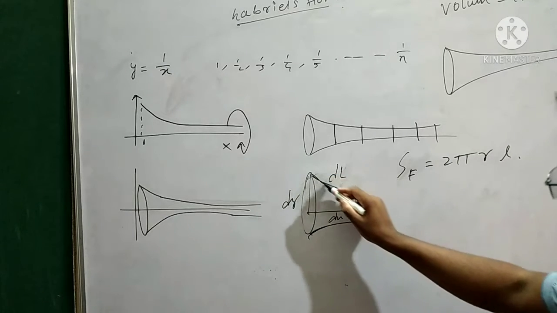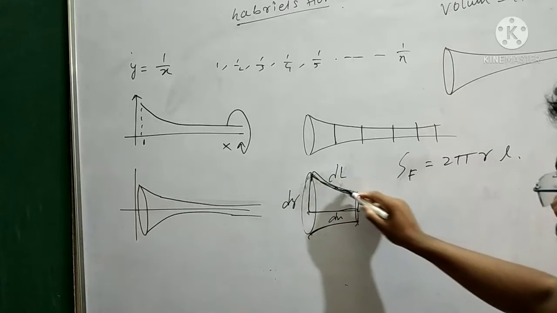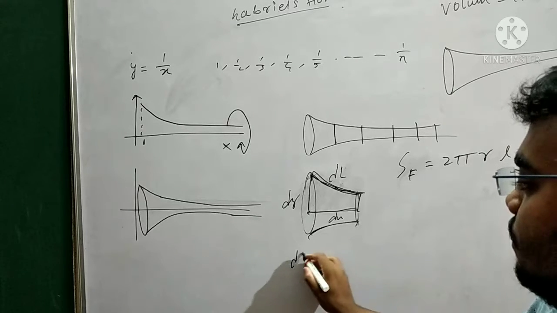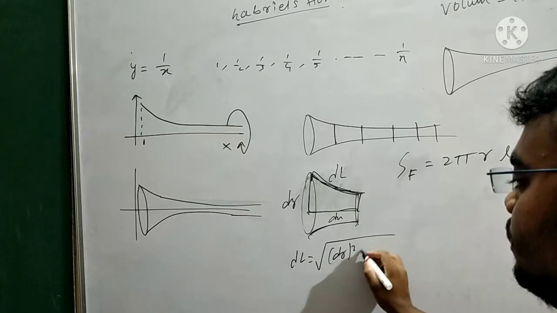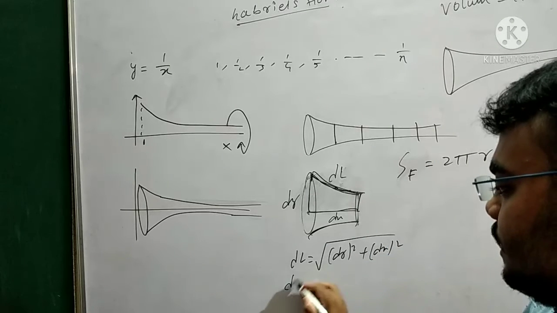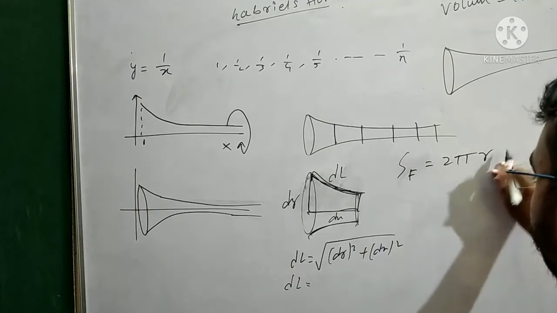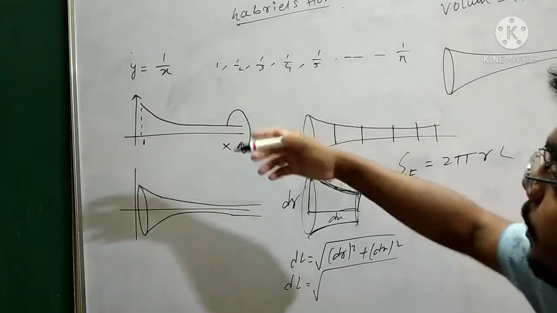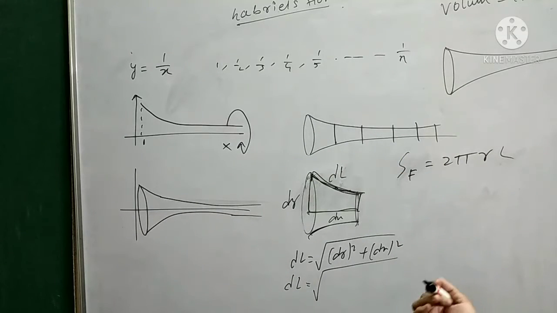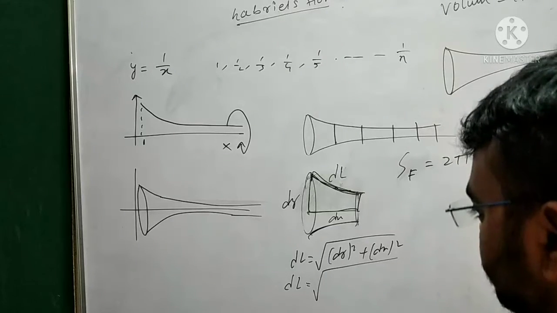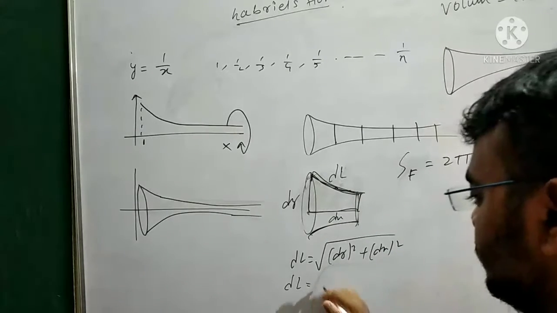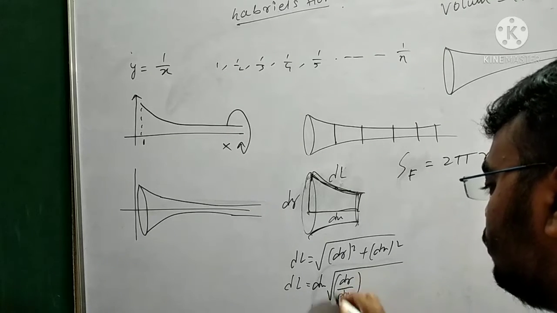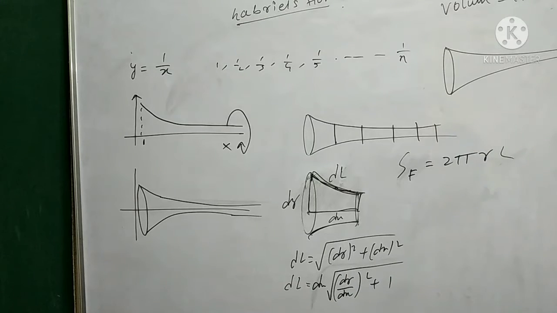So to find the dl here, how will you find this? Basically, it is very easy to find dl. dl will be equal to root under dy whole square plus dx whole square. That is the length. If you take a small algebraic calculation here, it will be root of dy upon dx whole square plus 1 times dx.